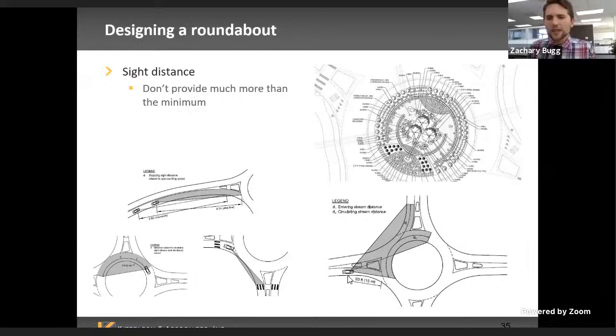You want to give enough sight distance so that folks can see conflicting traffic, but at the same time, you don't want to provide so much that vehicle speeds are not influenced. So one technique here is to provide the intersection sight distance only about 15 meters ahead of the roundabout, so that speeds are somewhat more limited, but drivers still have a clear line of sight to conflicting traffic.